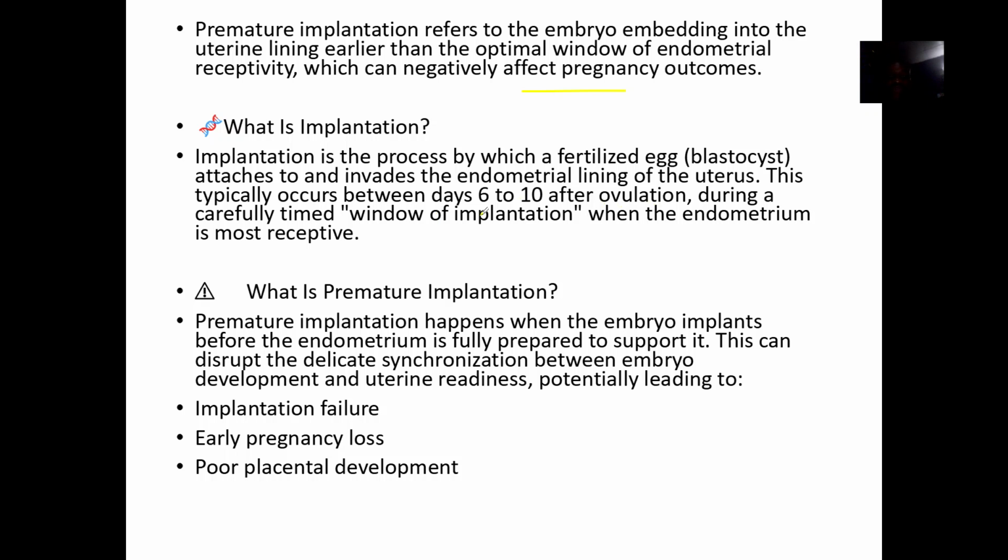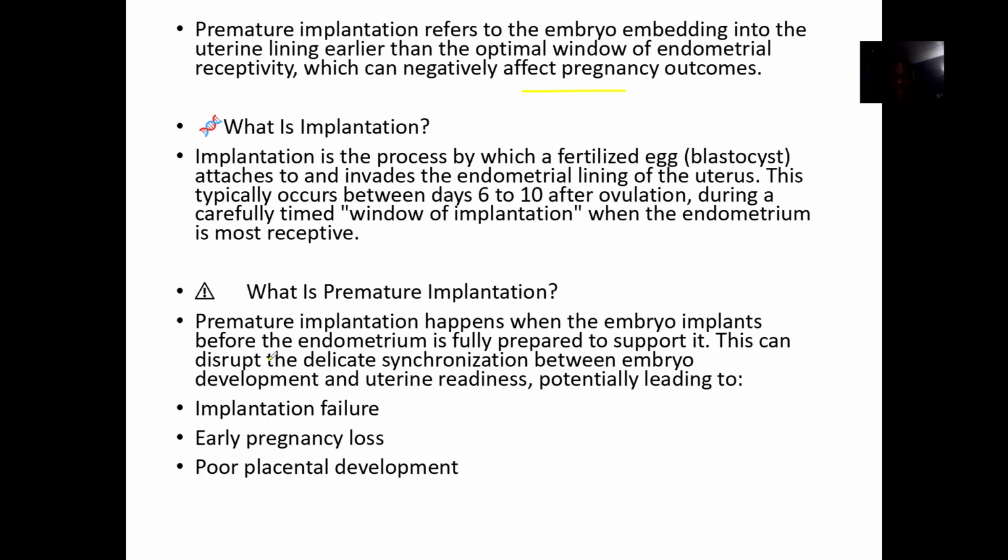So it typically occurs between 6 to 10 days. Okay, that's the window of implantation. That's when the endometrium will be much more prepared to accept it. So anything earlier than this, you see that it's actually premature implantation. Premature implantation occurs when the embryo implants before the endometrium is ready for it.